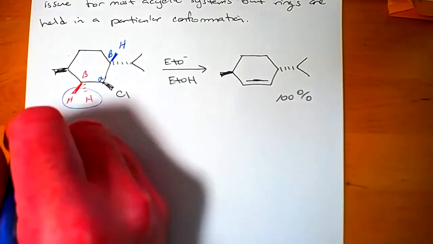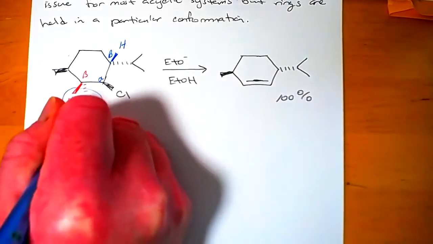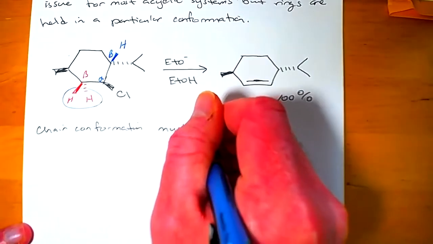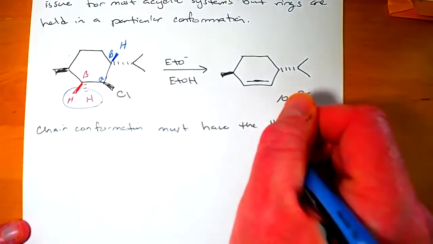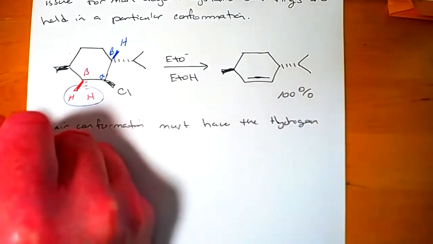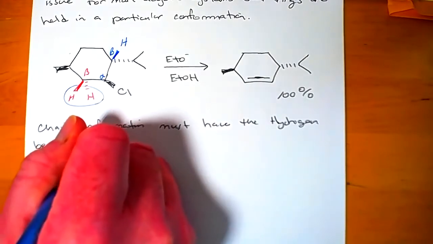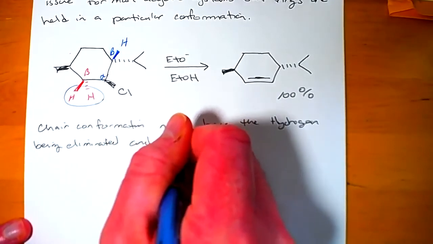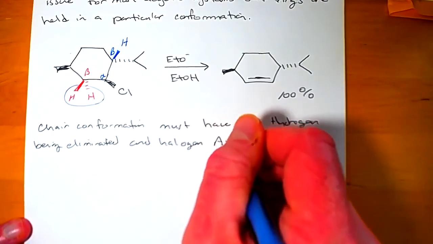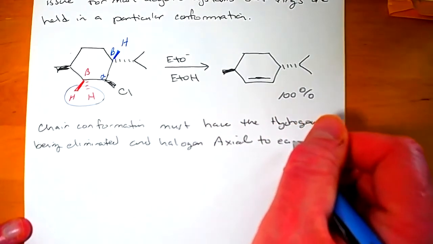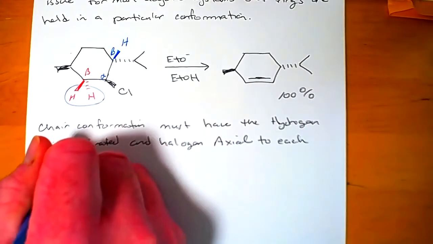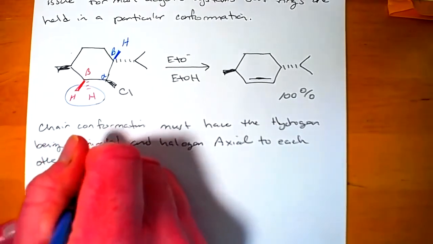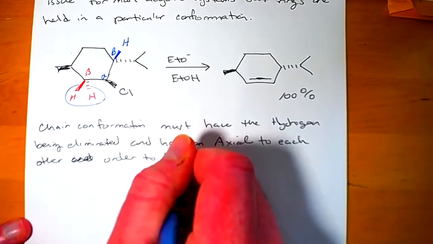Now, the reason for that is the chair conformation must have the hydrogen being eliminated and the halogen axial to each other in order to be anti.